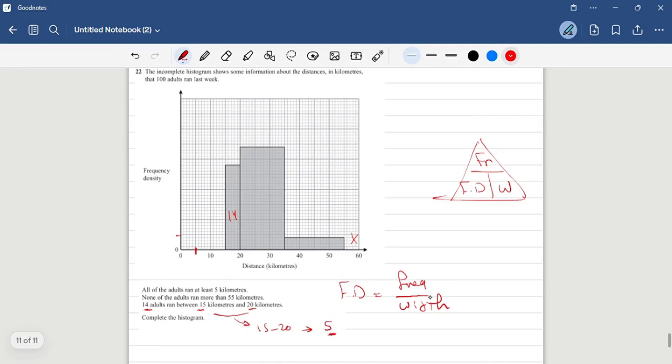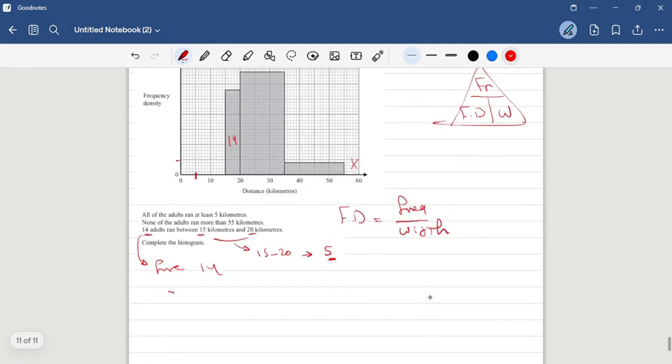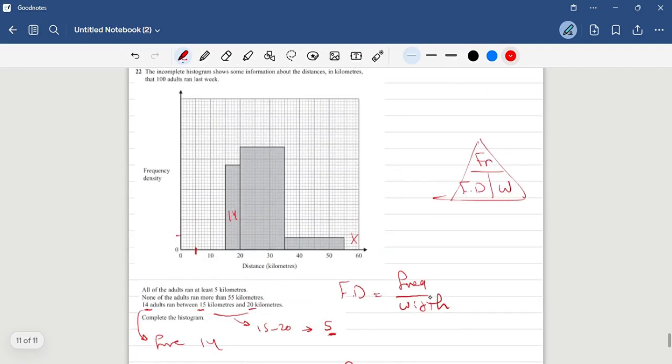So if I have the frequency, which is 14, and the width, which is 5, the frequency density would be 14 divided by 5, which is 2.8. So finally, we know that this is the tallness or the height of this bar, 2.8. We can note that this is a whole 1, this is a whole 2, and this is 8. So this means each small square represents 0.1, right? You understand this? What happened here?